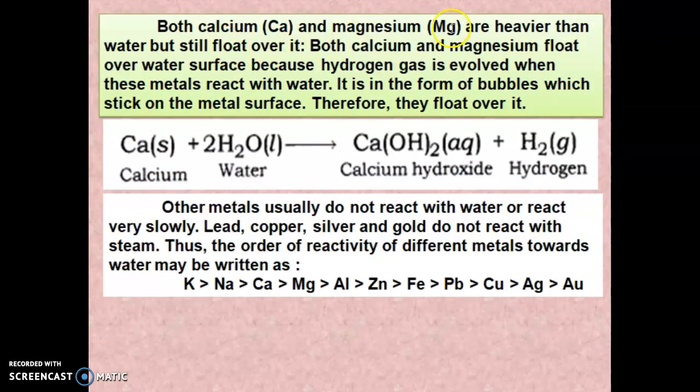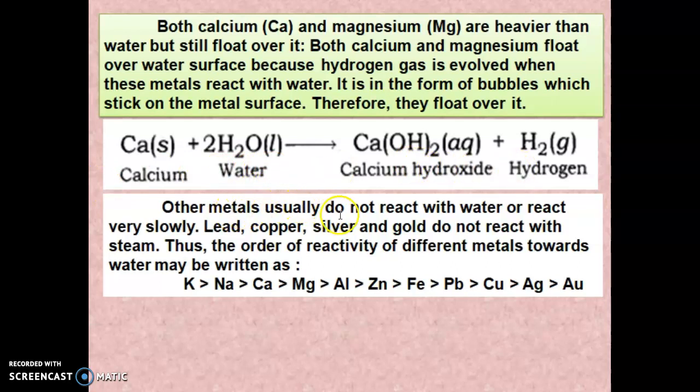Both calcium and magnesium are heavier than water, but still float over it. Both float over the water surface because hydrogen gas is evolved when these metals react with water. It is in the form of bubbles which stick on the metal surface, so therefore they float over it. So you can see that calcium, when it reacts with water, gives calcium hydroxide plus hydrogen gas.